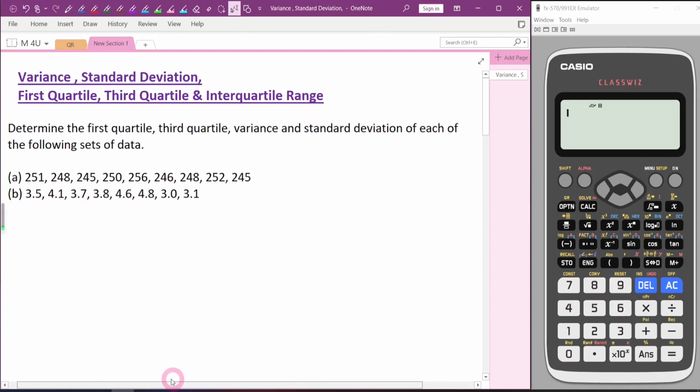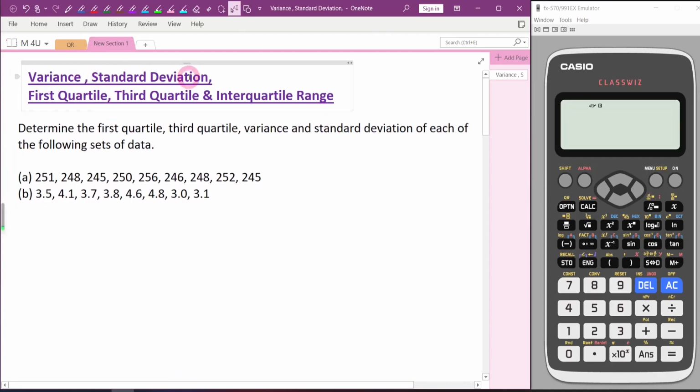Hi, in this video, let's look at variance, standard deviation, first quartile, third quartile, and also interquartile range. To determine the first quartile and third quartile, first you need to rearrange all the data in ascending order or descending order, just like what we do when we are trying to determine the median of a set of data. Okay, now, for part A, you will notice that the data is not arranged nicely.